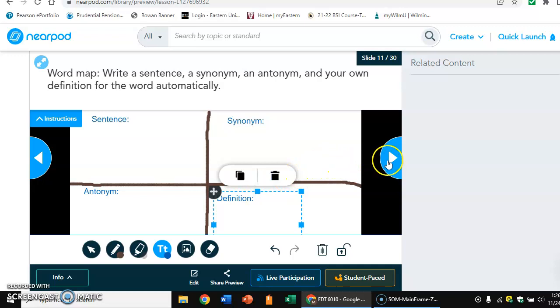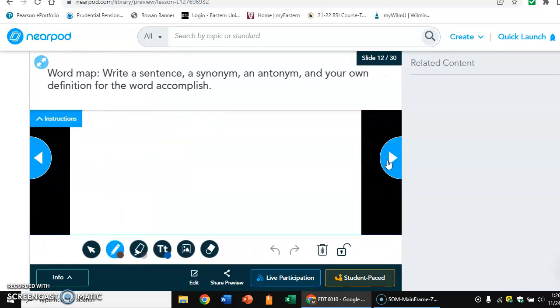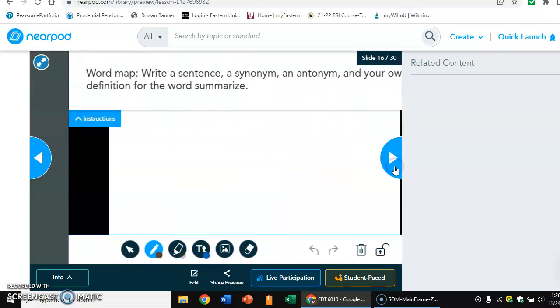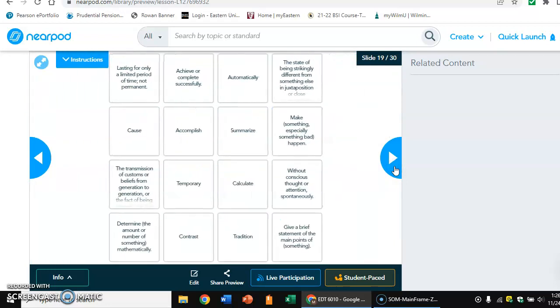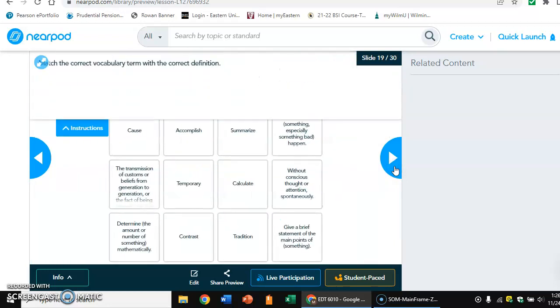Now you're going to do this for all of your words. So same thing for accomplish, calculate, contrast, cause, summarize, temporary, tradition. Okay, you're going to do that all for those words.